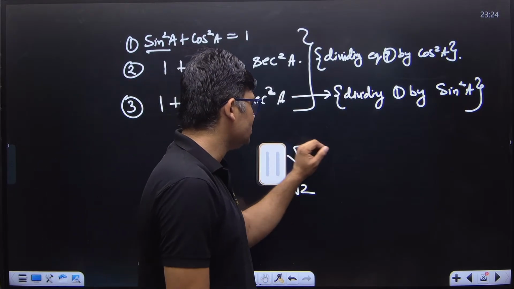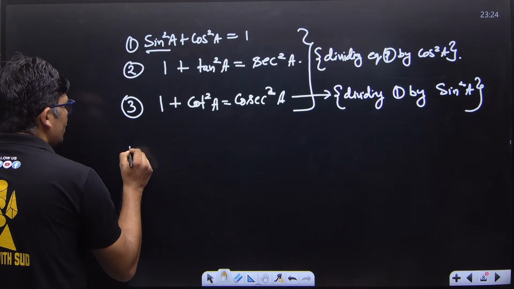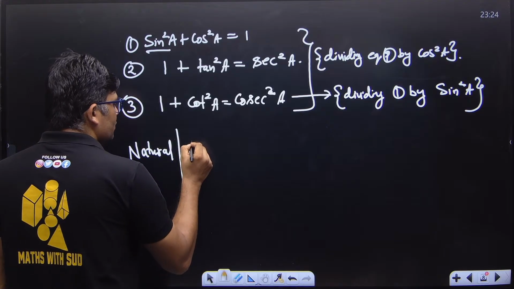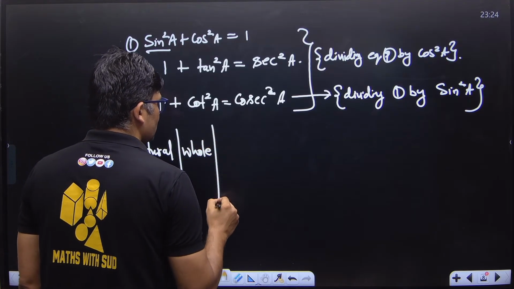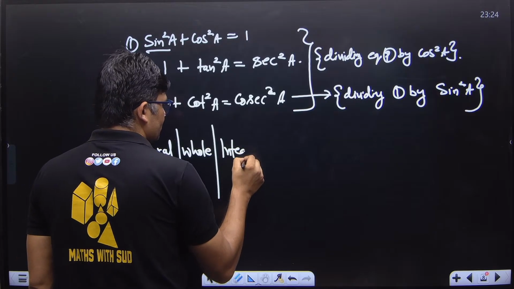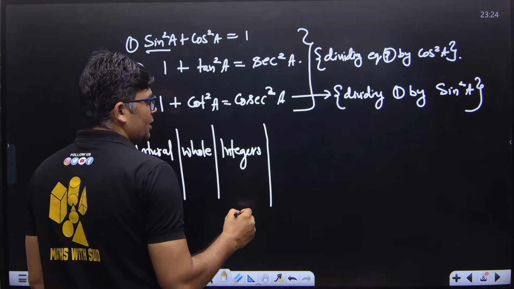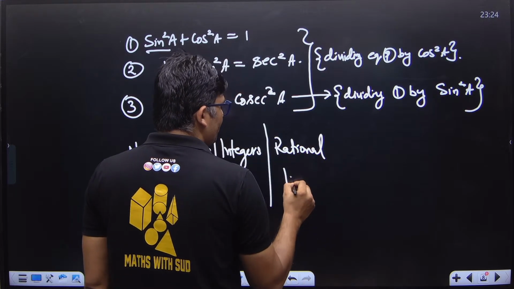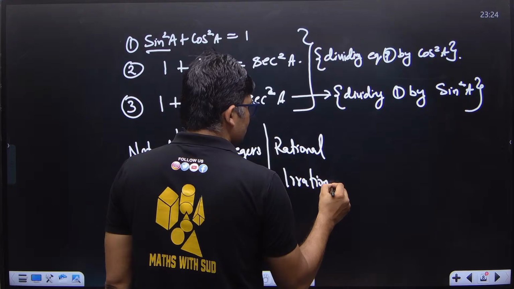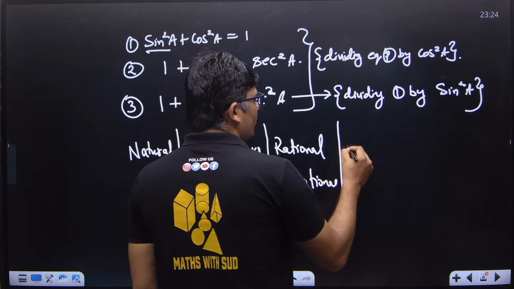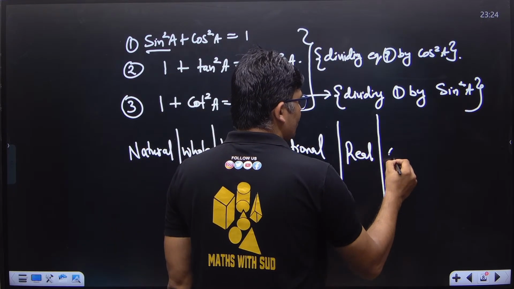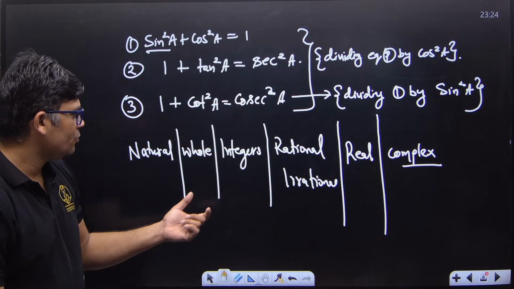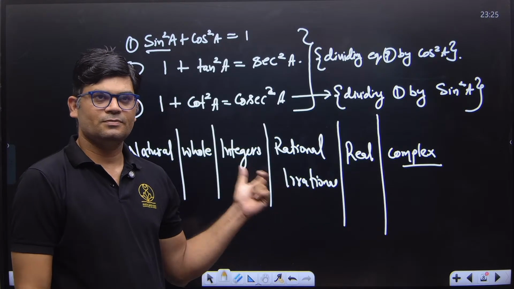If you remember the number system, the first kind of number is natural numbers. The second subset is whole numbers. Then come the integers, then the rational numbers. Parallelly there are irrational numbers. Together they form real numbers, and after that we get complex numbers. So I am just asking whether you are aware of irrational numbers.